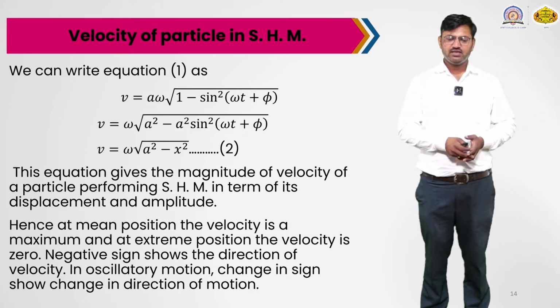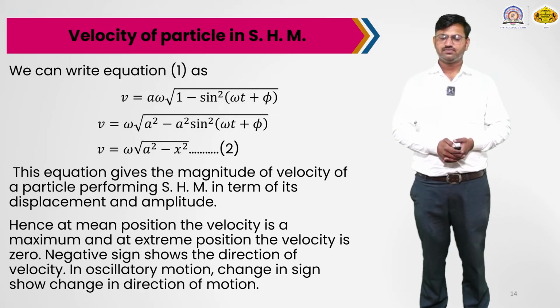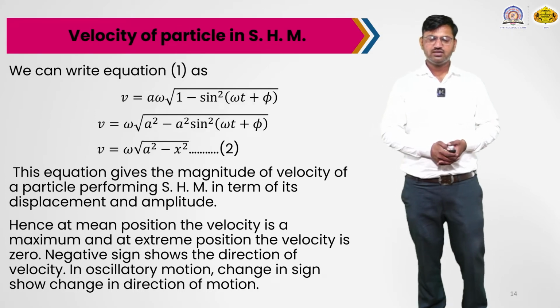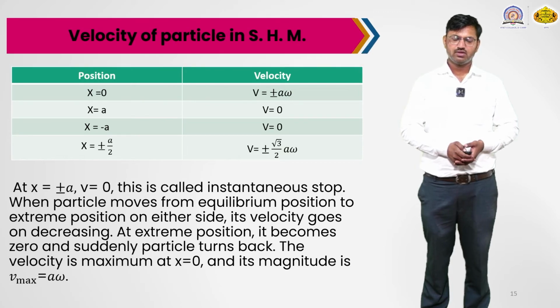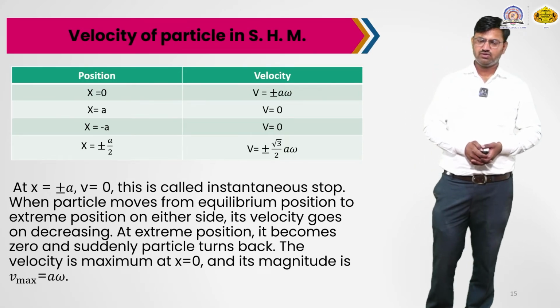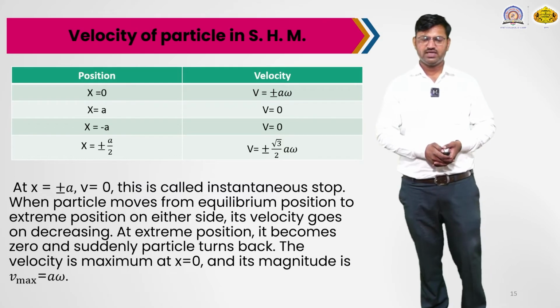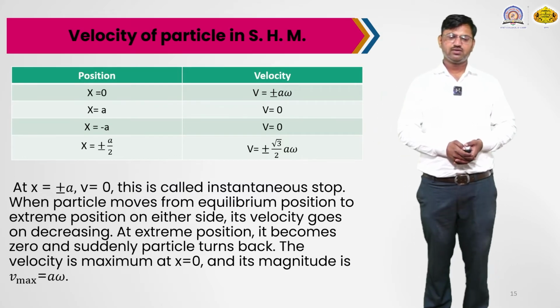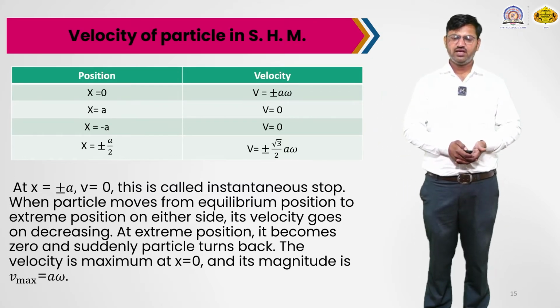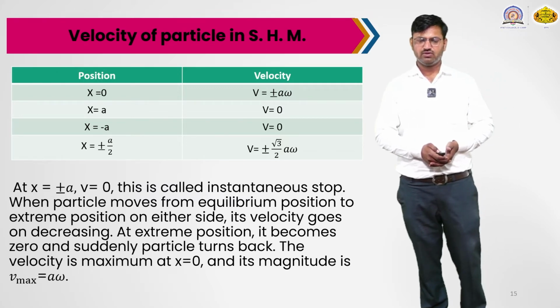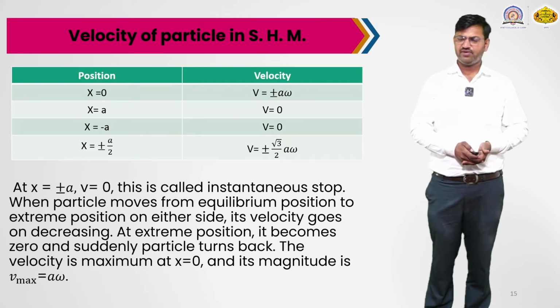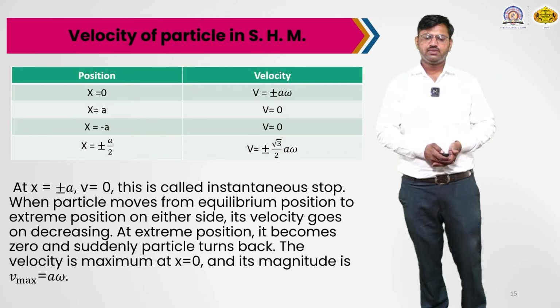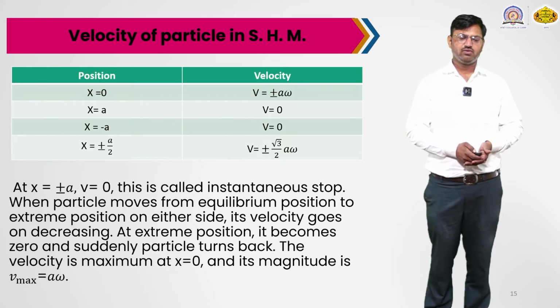The negative sign shows the direction of velocity in oscillatory motion. Change in sign shows the change in direction of motion. At position x is equal to 0, the velocity v is equal to plus minus a omega. At position x is equal to plus minus a, the velocity is equal to 0. And at position x is equal to plus minus a by 2, meaning half amplitude, v is equal to plus minus root 3 by 2 into a omega.